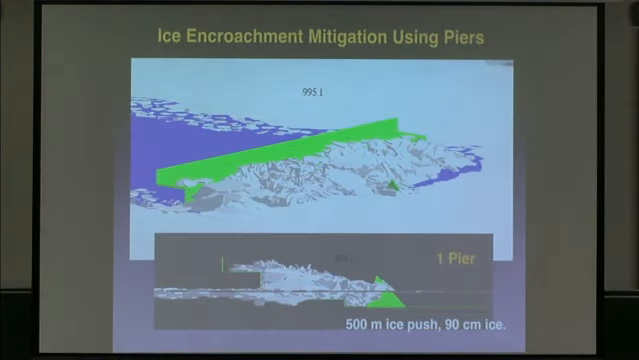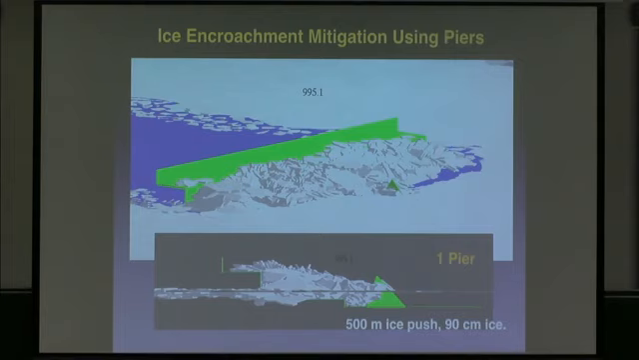This is a picture of where we tried 1, 2, 3, 4, and 5 piers. This is one lonely pier out here in the front, and as you can see, it didn't have a whole lot of effect. There's a lot of encroachment, a lot of pile up here, not too much piled up around the pier. It's a 500-meter push, 90-centimeter ice.